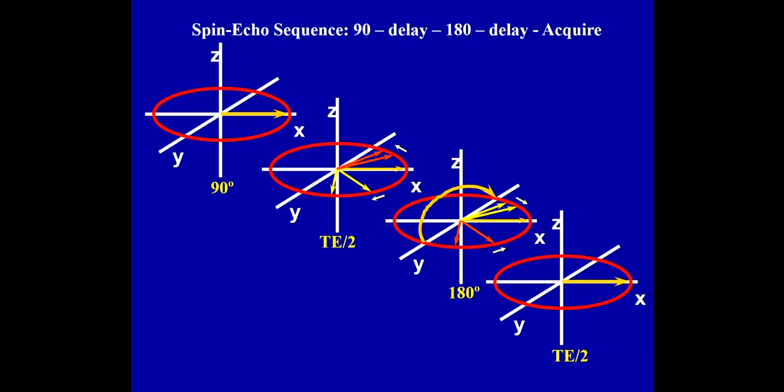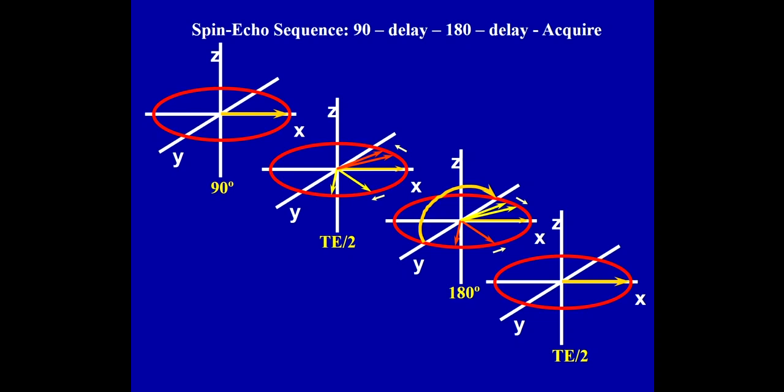Notice that if we just opened the receiver during this, we would lose phase coherence, and this would have a T2 star decay. But instead, we apply what's called a refocusing pulse. It has to be a 180-degree pulse. And now we take anything that was on this side of us.